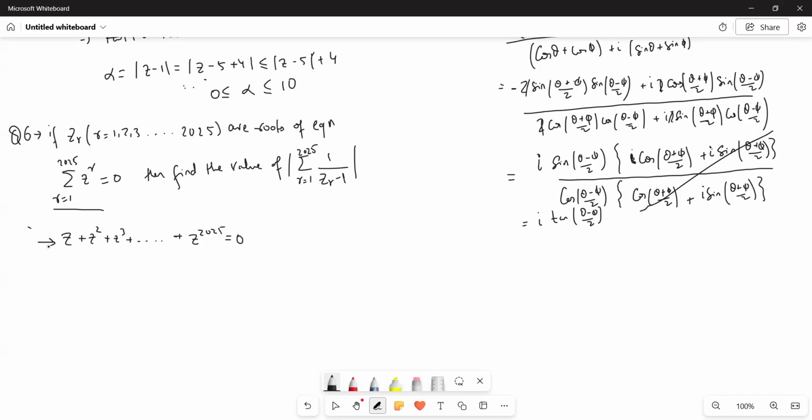So this now is like a polynomial equation ho gaya. What's the degree of this polynomial? 2025. So it will obviously have 2025 roots. Now those 2025 roots are represented by this Zr, r goes from 1, 2, 3 to 2025. So these are the 2025 roots of this polynomial. Now the next thing that we are asked to find out is what would be the mod of summation r goes from 1 to 2025 1 by Zr minus 1.